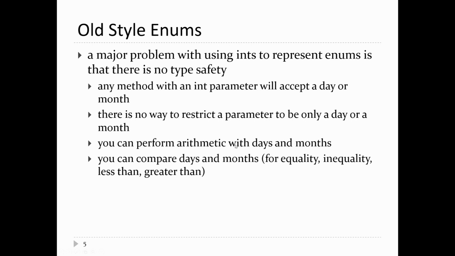You can do weird stuff like perform arithmetic with days and months. So I can take January and add Tuesday to it. And then you can compare things. I can compare days and months. So I can compare Saturday to Sunday, but I can also compare January to Friday, for example. And a lot of those things don't make sense. And this is because you're using an int to represent the value, whereas in an object-oriented programming language like Java, you should use an object to represent the value.